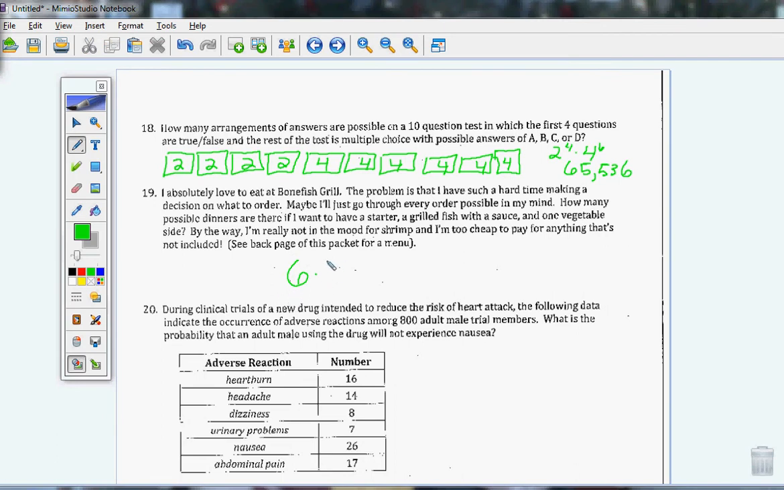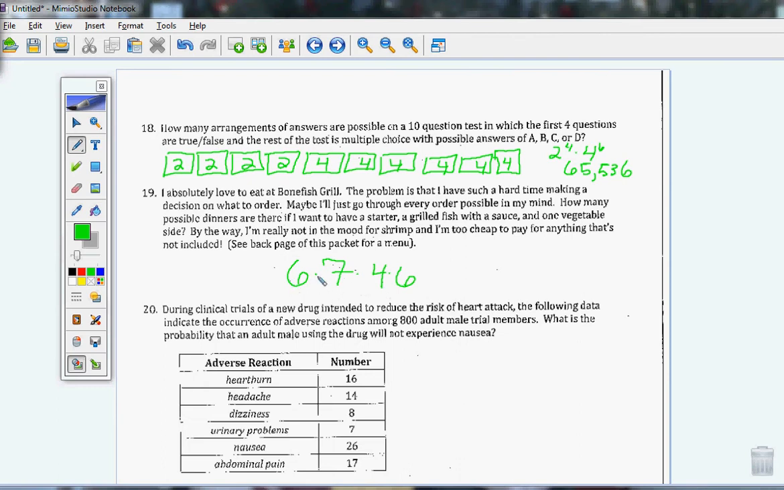And then you go look at the main dishes, 7 main dishes to choose from. And then we have 4 sauces. And then we have 6 sides. Now there was more than that, but I can't remember what I said in here. I'm not in the mood for shrimp. I'm too cheap to pay for anything that's not included. So that really came into how I came up with those choices.